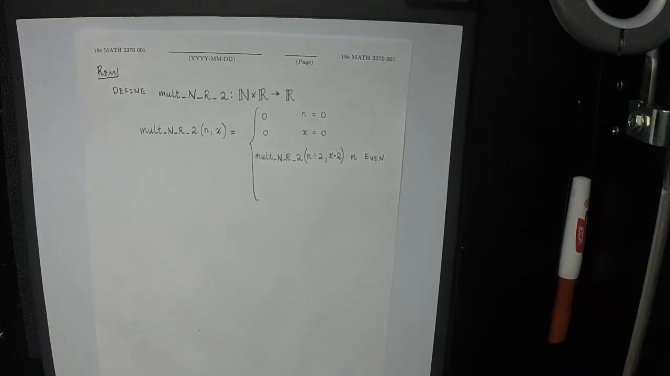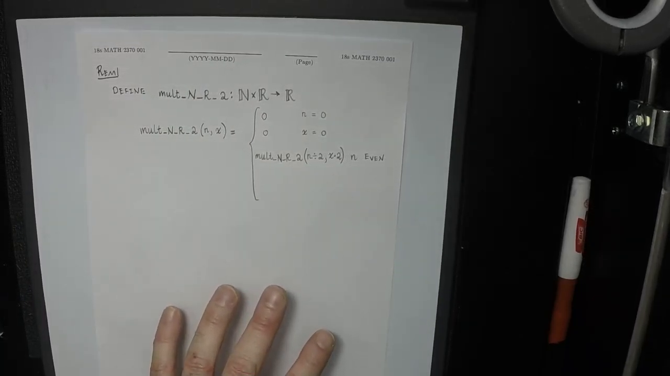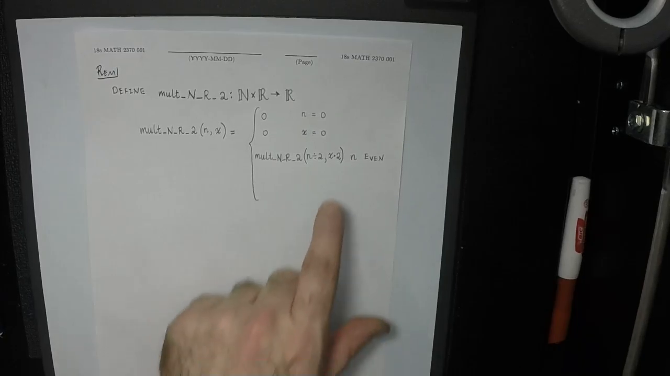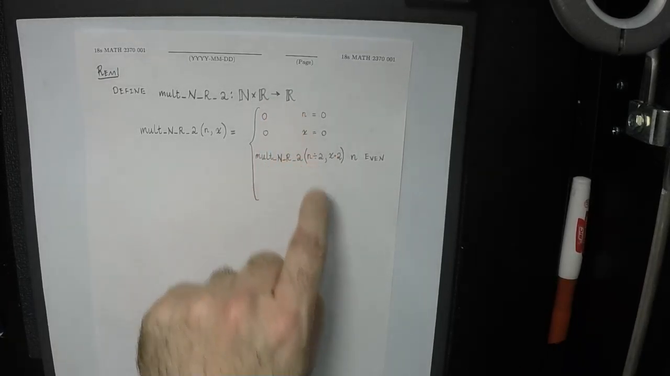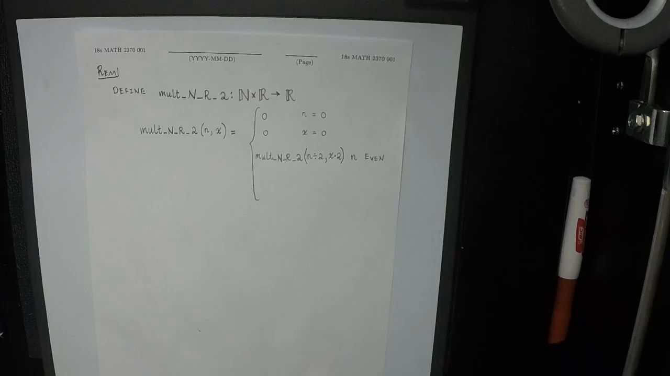Fine. So what's the next, there's got to be one more clause. So we have two trivial clauses, and then in the other case that n is odd, right? But remember that clauses, the guards in clauses, are evaluated sequentially, and whichever one is true first, that's the one that matches.